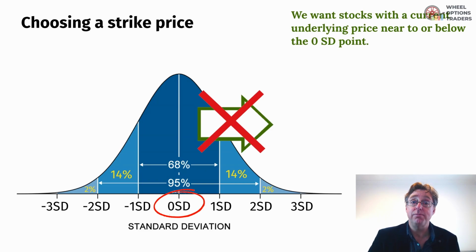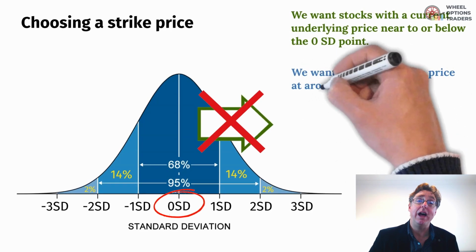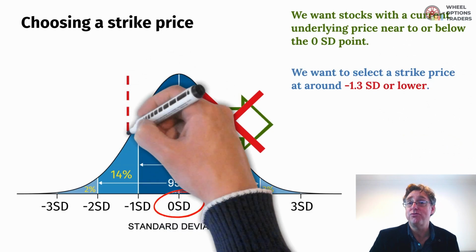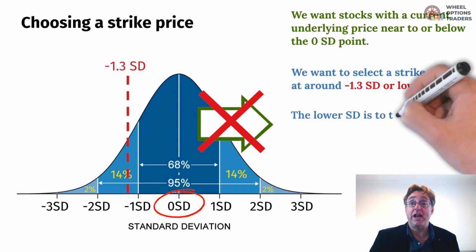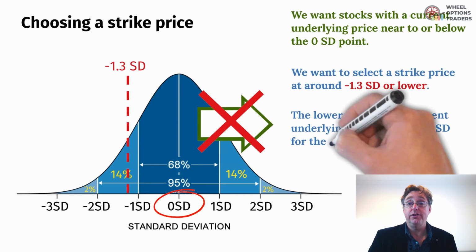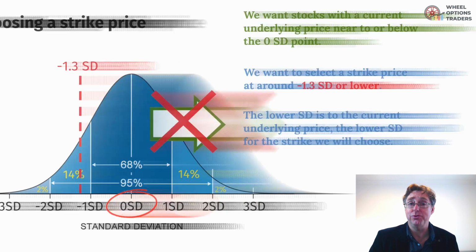Then, for the strike price, in the majority of cases, we want to select a strike price at around minus 1.3 standard deviation or lower. The lower the standard deviation is to the current underlying price, the lower the standard deviation for the strike price we'll choose. Let's look at some examples.